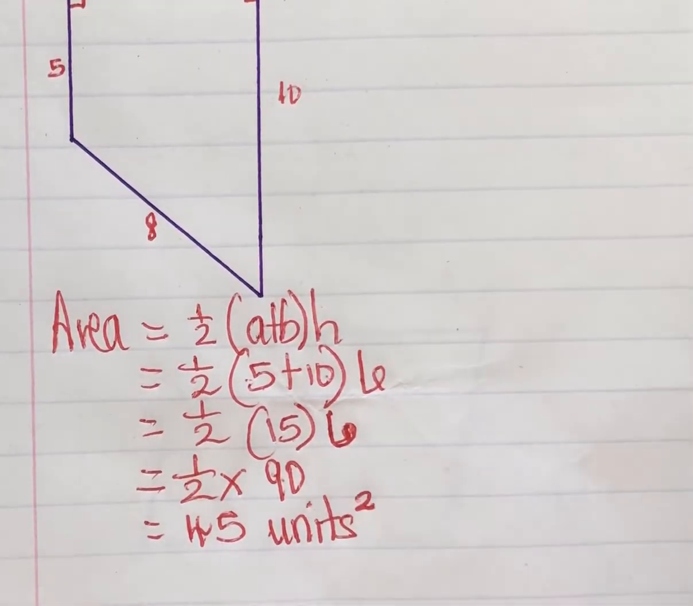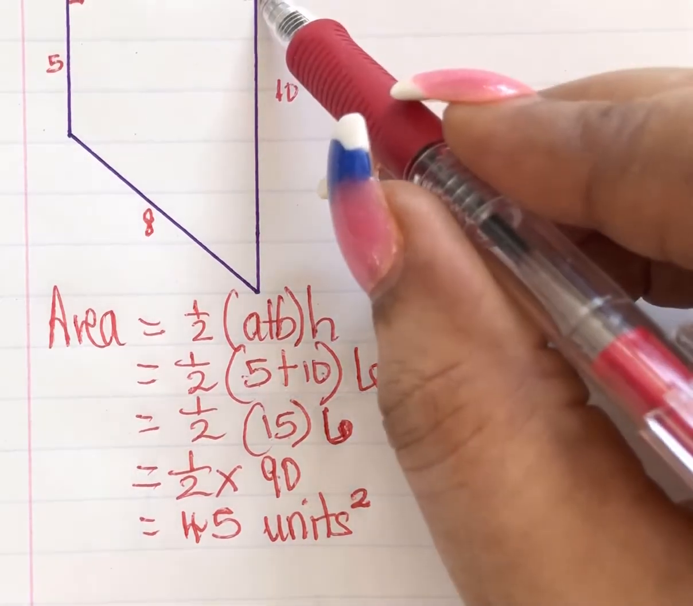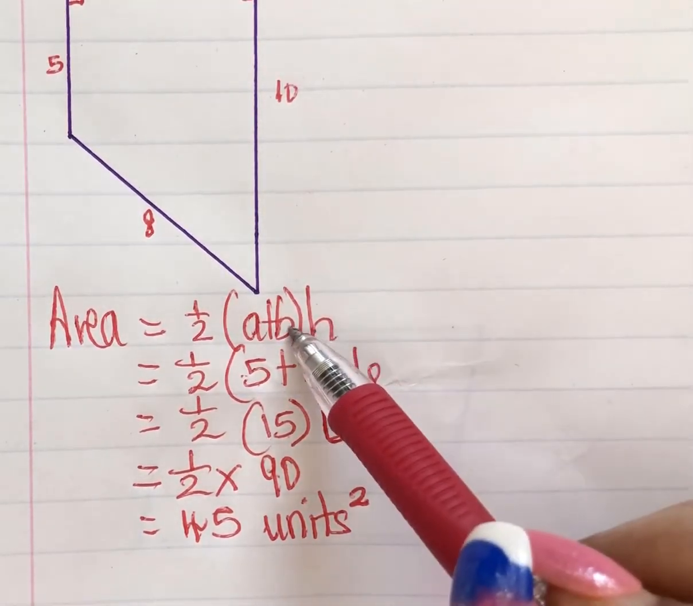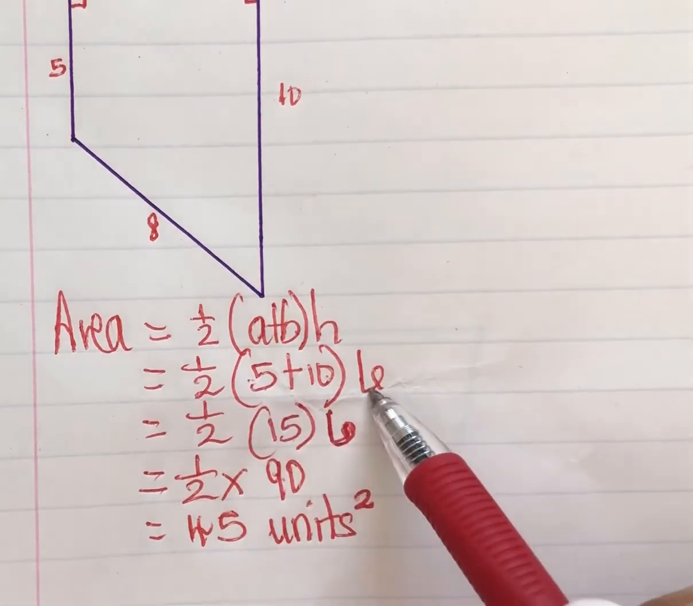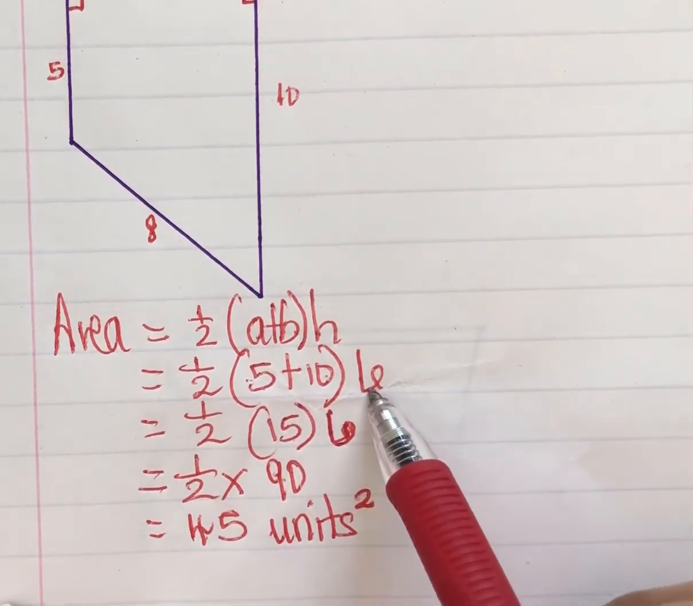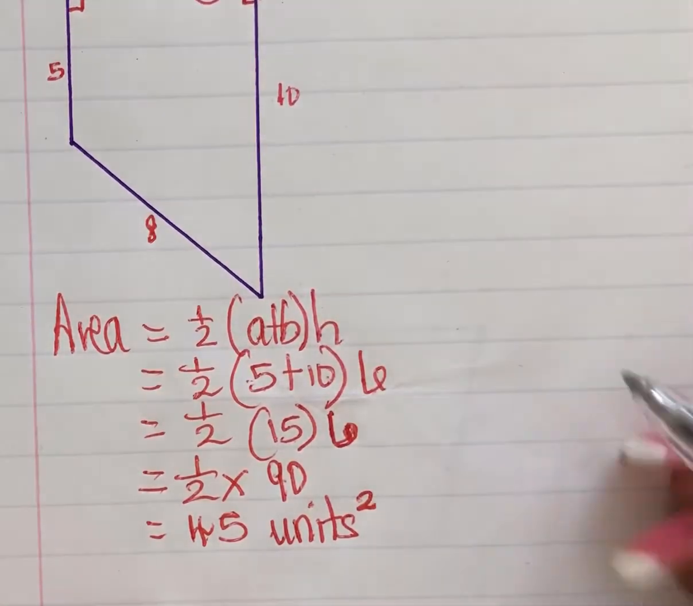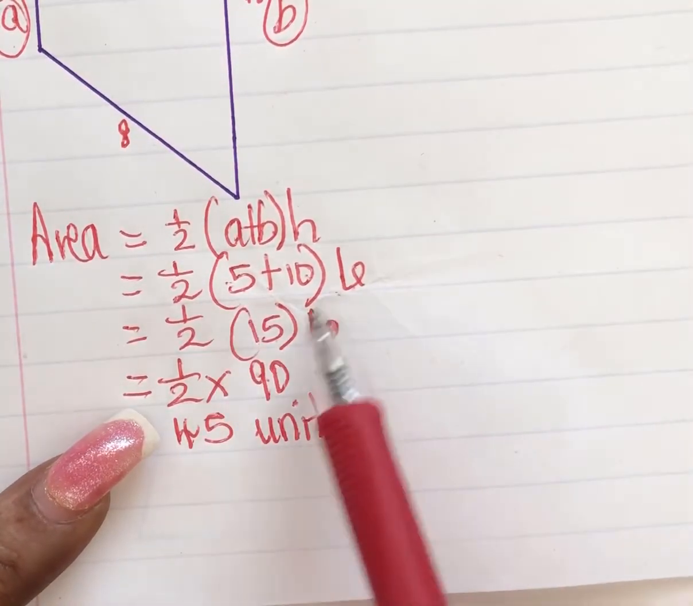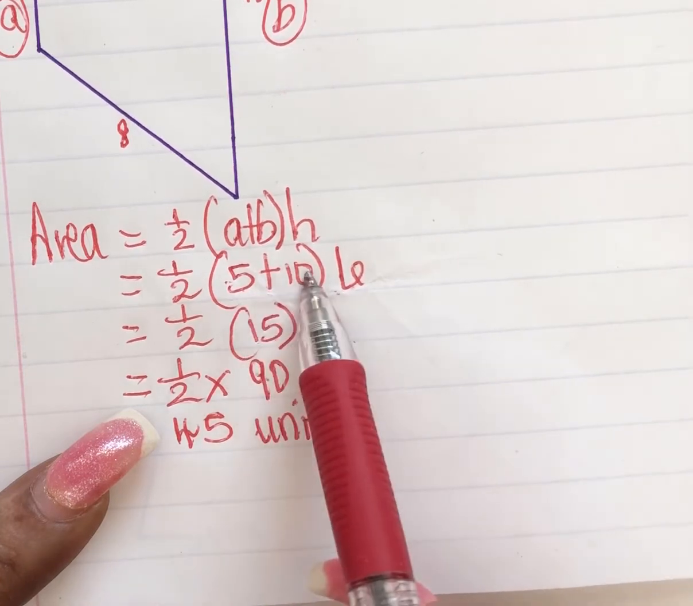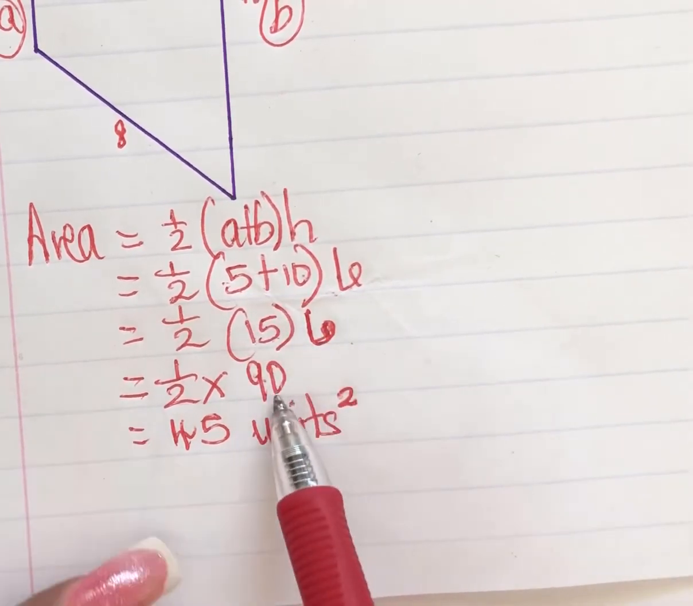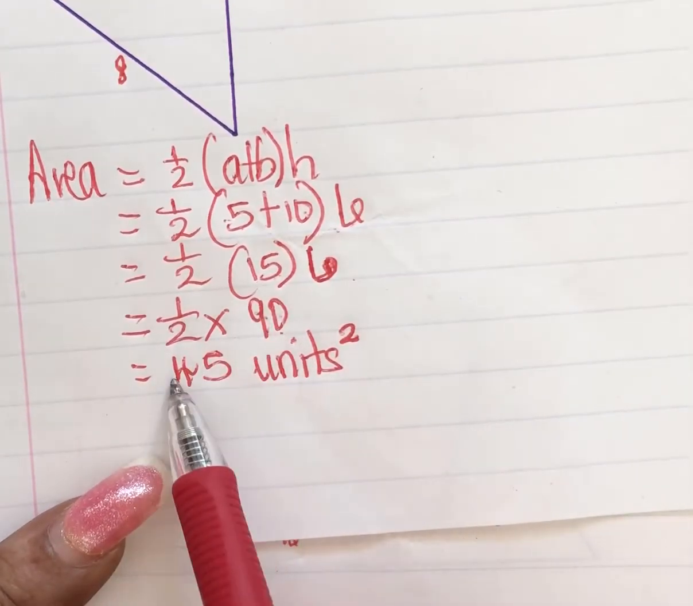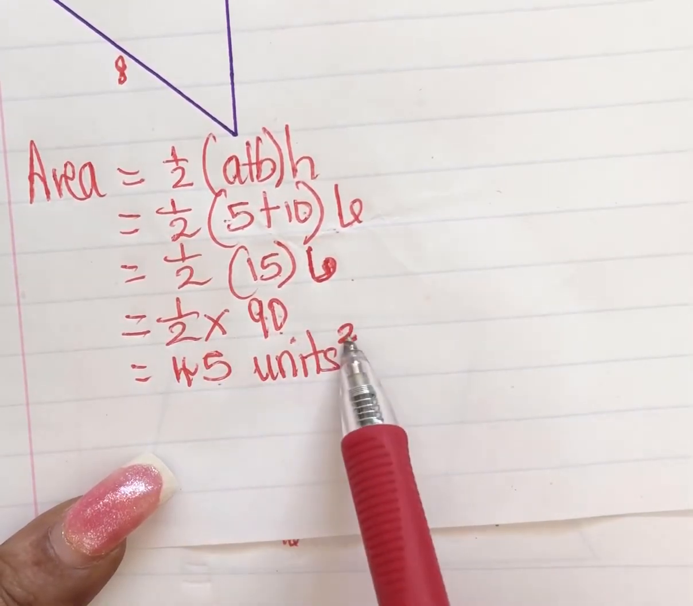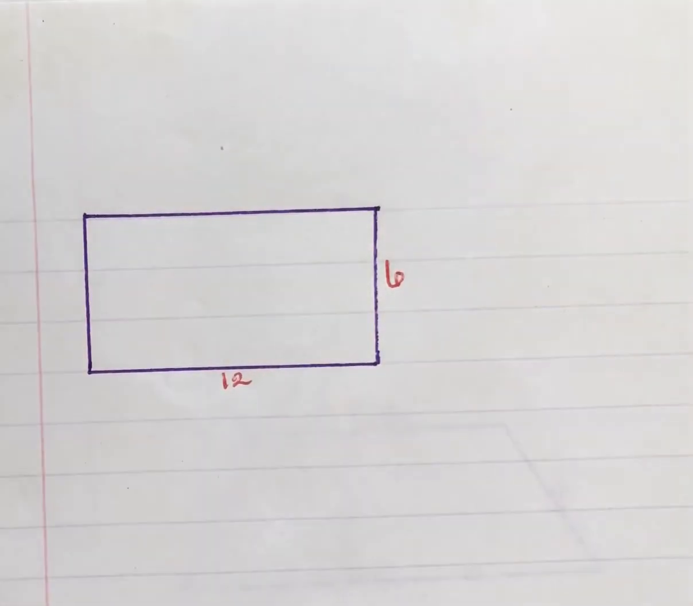We identify the shape. We determine what our formula will be. We identify the size. Okay? This is our height. We have our A and our B. That's my A, this is my B. Once I substitute, I then simplify. 5 plus 10 is 15. 15 by 6 is 90. 90 multiplied by a half is 45 units square. Okay? Let us look at another one.